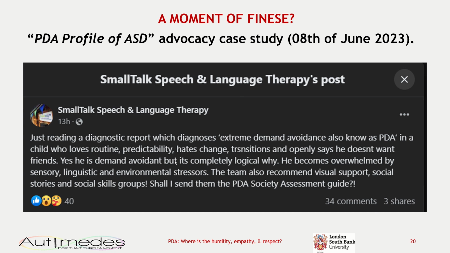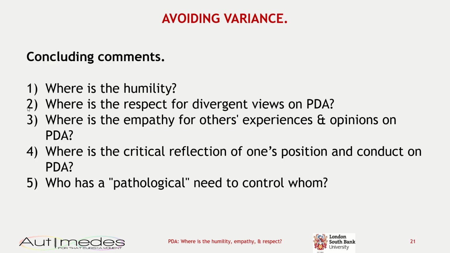As a child who loves routine, predictability, hates change, transitions, and openly says he doesn't want friends. Yes, he's demand avoidant, but it's completely logical why. He becomes overwhelmed by sensory, linguistic, and environmental stresses. The team also recommend visual support, social stories, and social skill groups. Shall I send them the PDA Society assessment guide as a guide? It doesn't matter if the demand avoidance is logical or not. If it meets the threshold for being pathological, it would still be intrinsically pathological demand avoidance, irrespective of what Small Talk thinks about it.